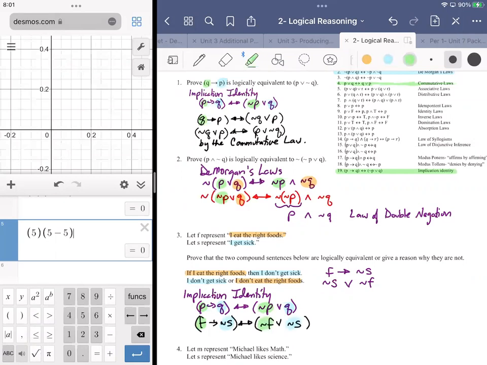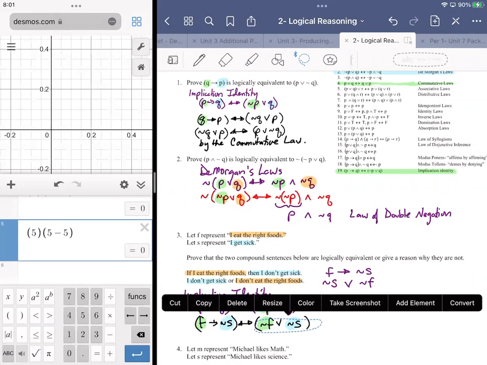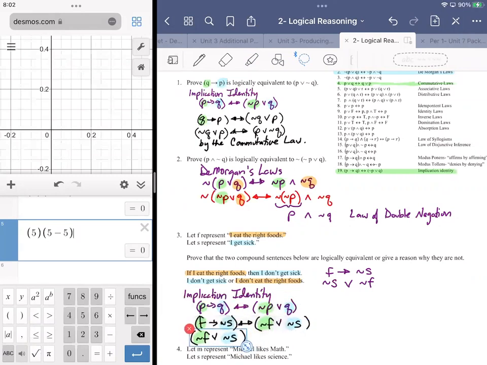All right. So now we have almost the correct final answer. We just have to justify how it becomes I don't get sick or I don't eat the right foods. All right. So by the commutative law, not F or not S is the same thing as not S or not F. And again, that's the commutative law.